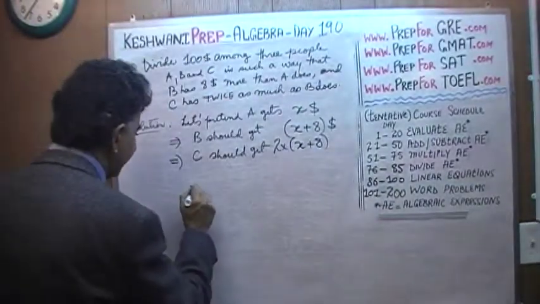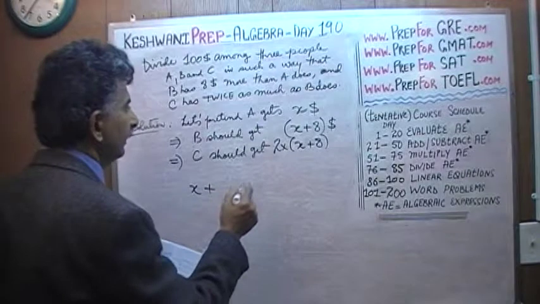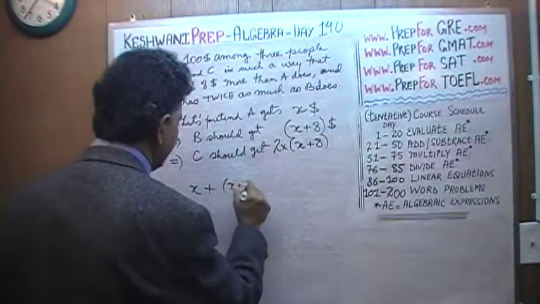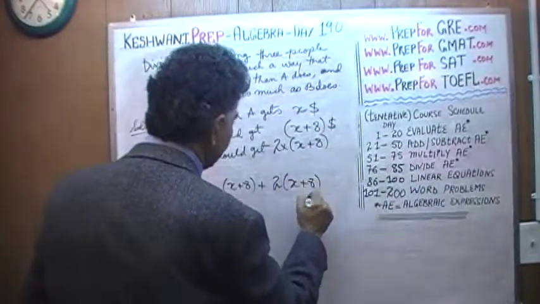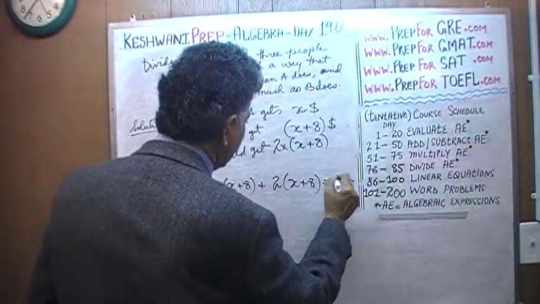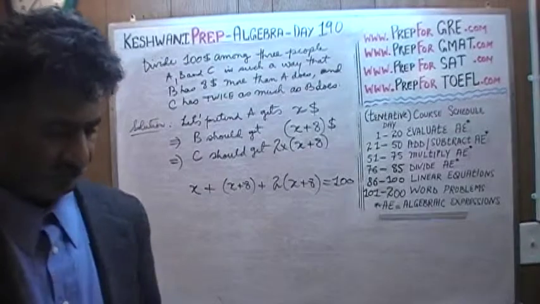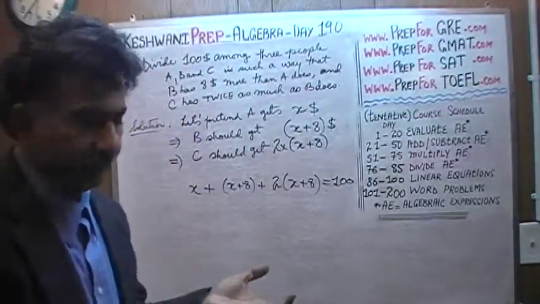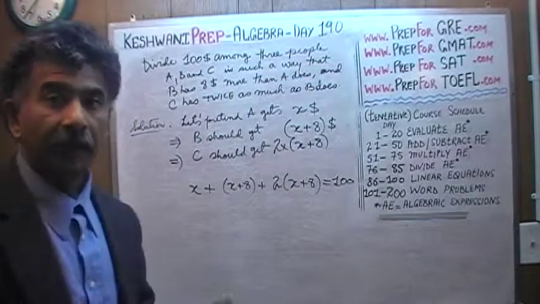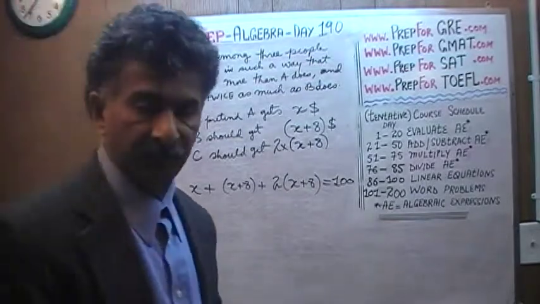Mr. A gets X, Mr. B gets X plus 8, and Mr. C gets 2 times X plus 8. And all of these three parts have to add up to $100, obviously, because $100 is all they have to divide among three of them. Divide among three of them, not between three of them.